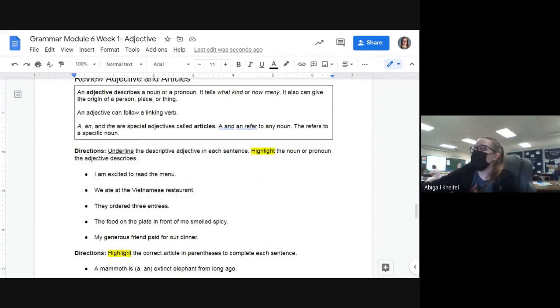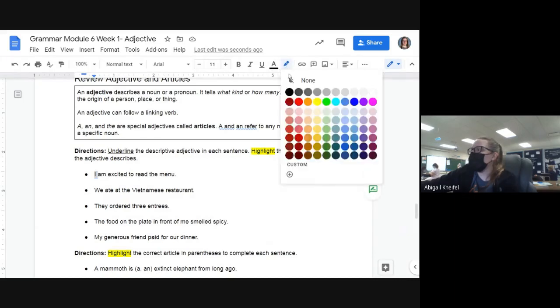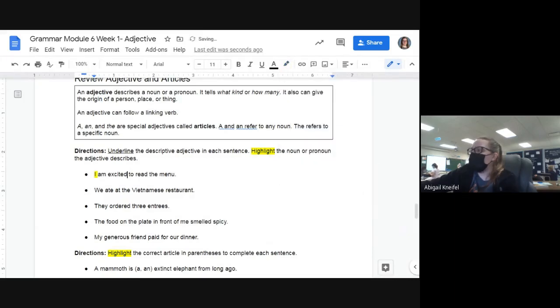So here we are underlining the descriptive adjective in each sentence. We are highlighting the noun or nouns the adjective describes, okay? So, I am excited to read the menu. So, what is our subject? What are we talking about in this first sentence? What's our subject? I is who I'm talking about. So I should be highlighted because that's who we're talking about. Our adjective is excited, so that should be underlined. And then am is our linking verb in the middle.